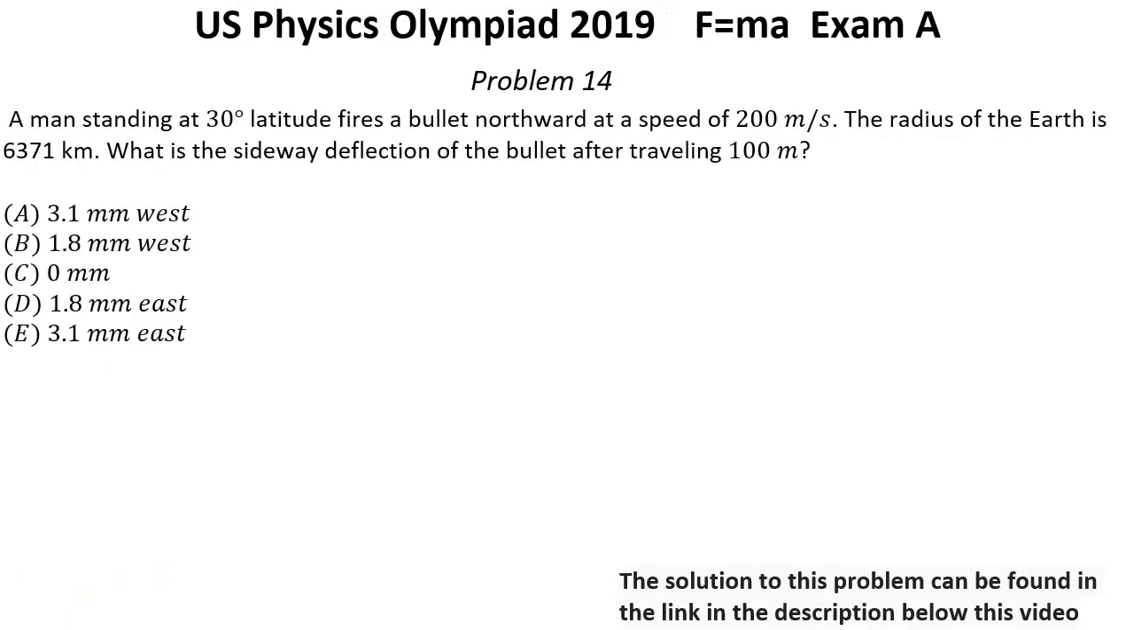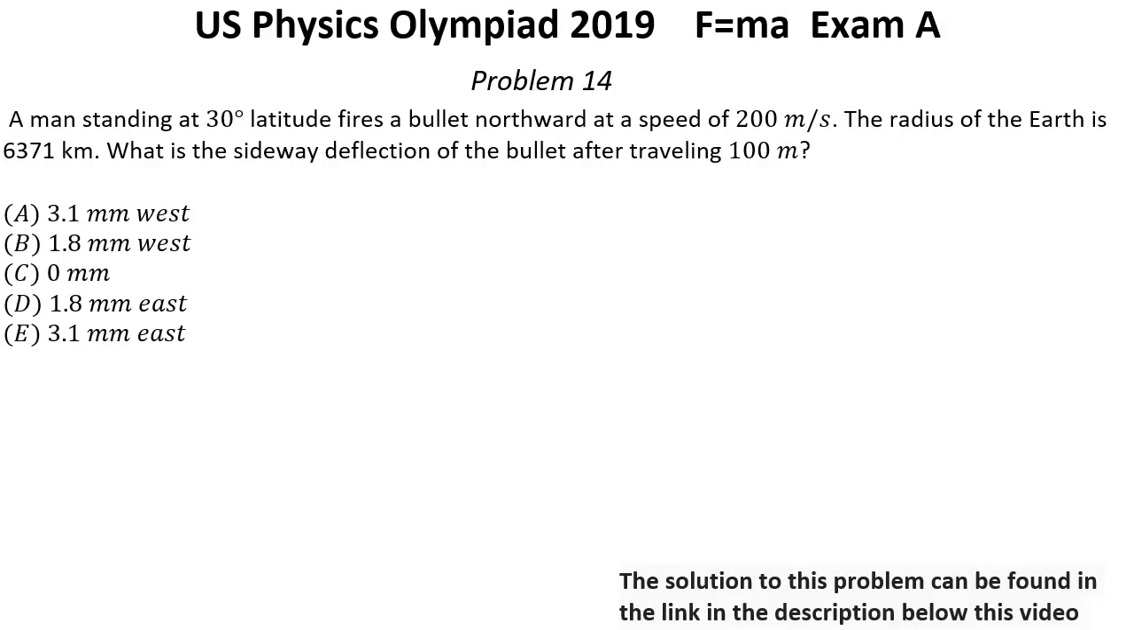Problem number 14. A man standing at 30 degrees latitude fires a bullet northward at a speed of 200 meters per second. The radius of the Earth is 6,371 kilometers. What is the sideways deflection of the bullet after traveling 100 meters? Solution for problem number 14.